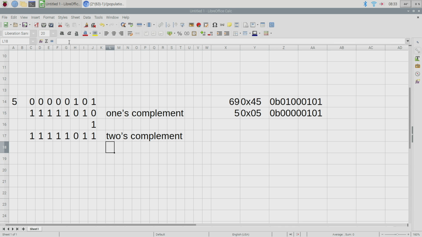In the same way that, remember in my magic trick before, what did I do? I flipped all the digits and then I added 1. Okay, good.